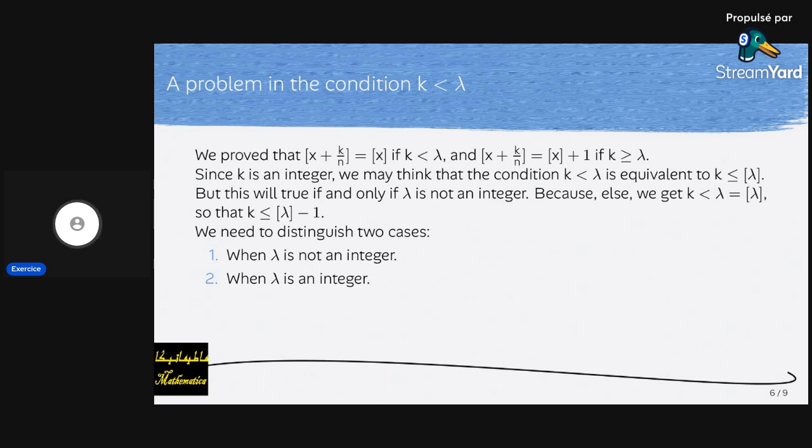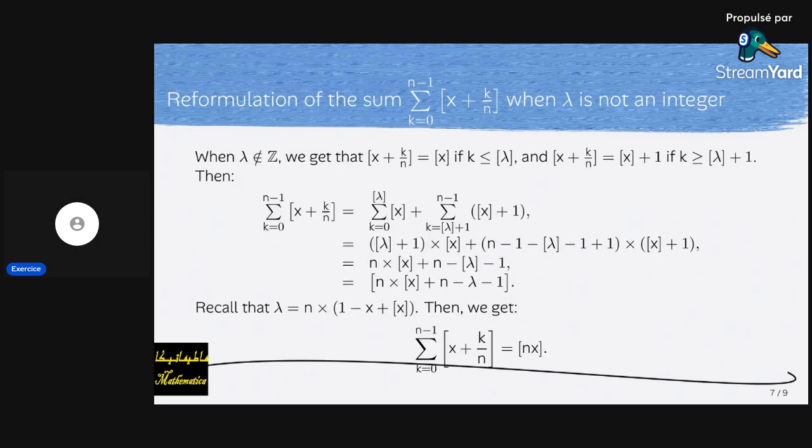But this will be true if and only if lambda is not an integer, because otherwise, namely if lambda is an integer, we get k is strictly less than lambda, so that k will be less than or equal to lambda minus 1, not lambda only. So we need to distinguish two cases: when lambda is not an integer and when lambda is an integer.